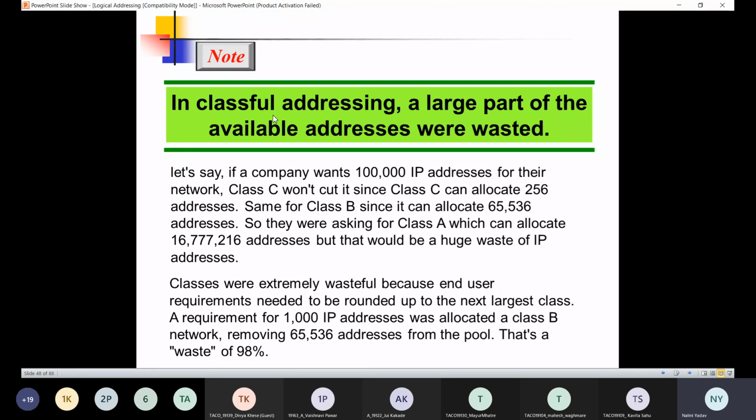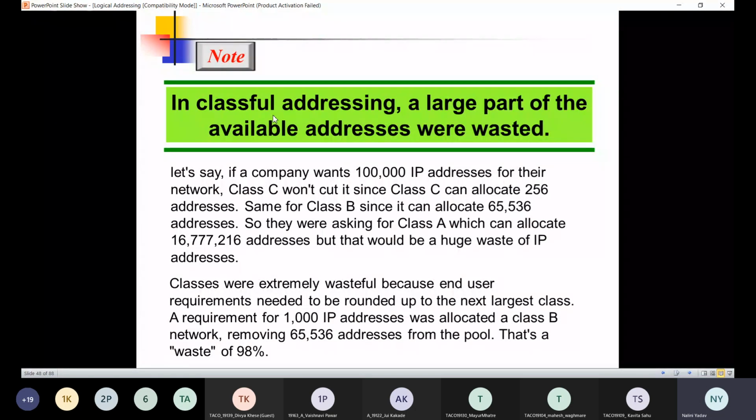If a company wants say 1 lakh IP addresses for their network, class C won't cut it, since class C can allocate only 256 addresses. Similarly class B can allocate 65,536 addresses, which is also less than 1 lakh. So we should go for class A now. How many addresses can be allocated per network in class A? 16 lakhs, no sorry, 1,67,77,216 addresses. Correct. These many addresses can be allocated to one particular network ID, so these many crores of hosts can be accommodated in one network in class A.